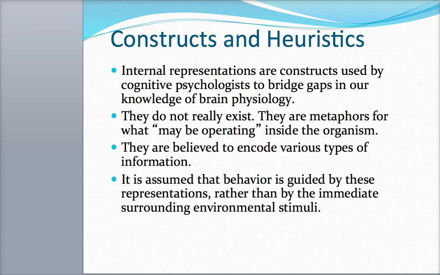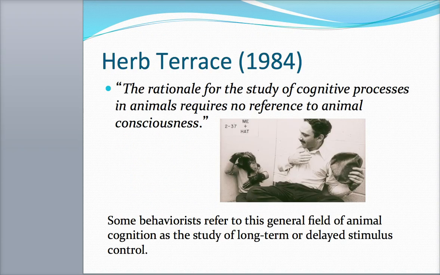A behaviorist, on the other hand, would draw lines around what they would be willing to use as causes of behavior and outcomes of behavior. Back in 1984, Herb Terrace said the rationale for studying cognitive processes in animals requires no reference to animal consciousness. Some behaviorists refer to this field of animal cognition, and particularly the memory area, as the study of long-term or delayed stimulus control, rather than calling it memory, because they want to call it what it really is. There isn't actually a thing in your head called a memory. That's an epiphenomenon, and so we prefer to call it long-term stimulus control.